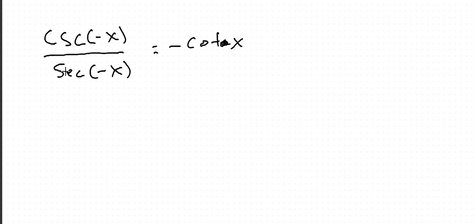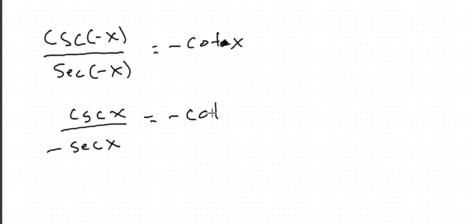I'm pretty sure cosine is negative. I think I brought the sheet. Cosine. So the bottom one would be negative because sine is odd, cosine is even. Right. So this one would just be cosecant x, and that would be negative secant x. And that's just equal to cotangent. Well, okay, yeah. So that's negative cotangent x. Negative cotangent x equals.